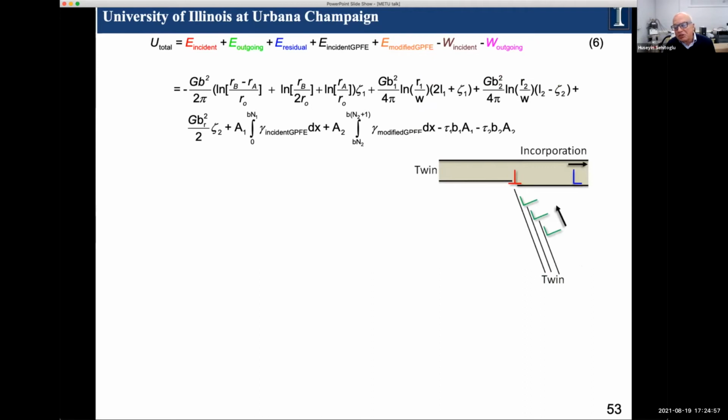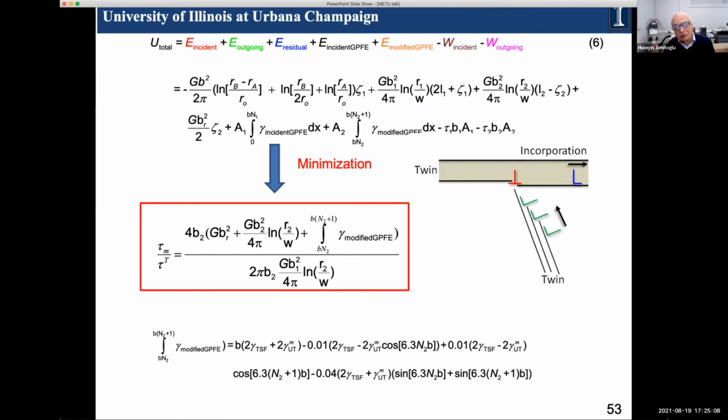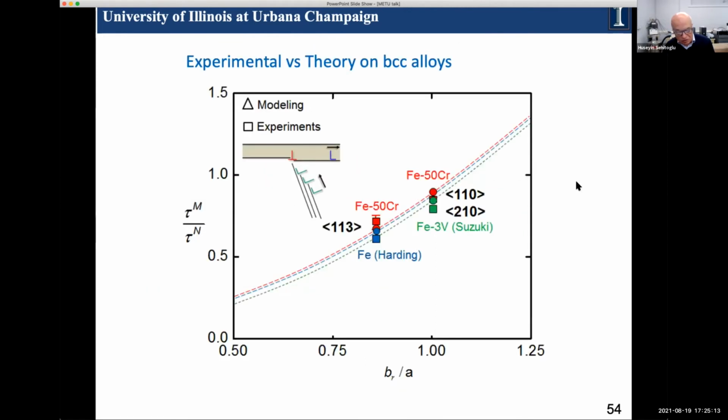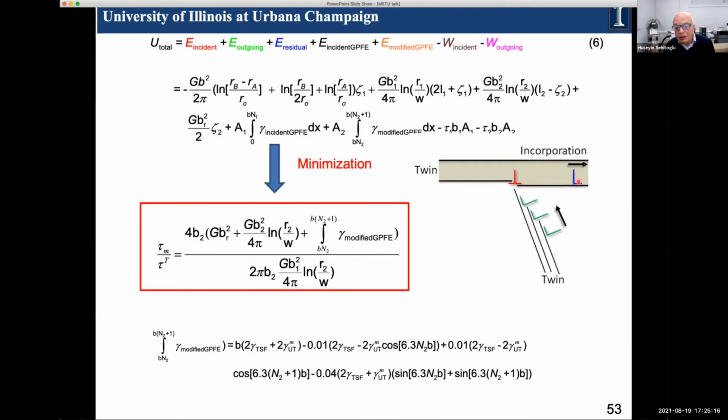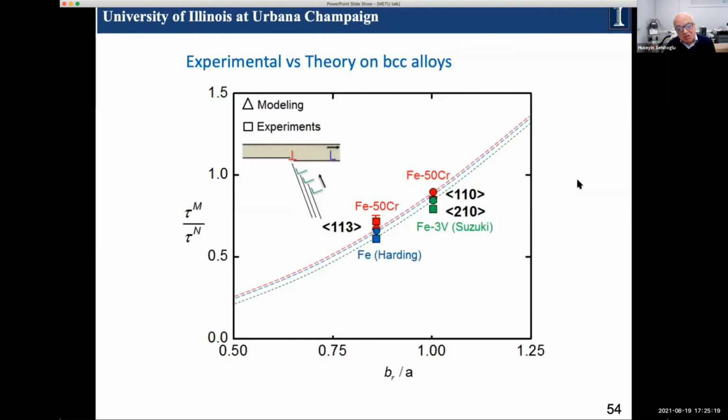Initially, we did a similar calculation, looking at the total energy of the system and minimizing it to get an idea of the migration stress, which would be this steady state migration stress here. And we said that migration stress is lower than the nucleation stress, so these numbers are below 1. These are our experiments with chromium; we did iron chromium alloys. And it's in reasonable agreement.